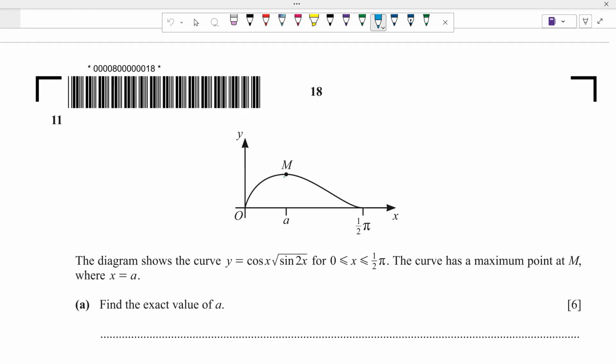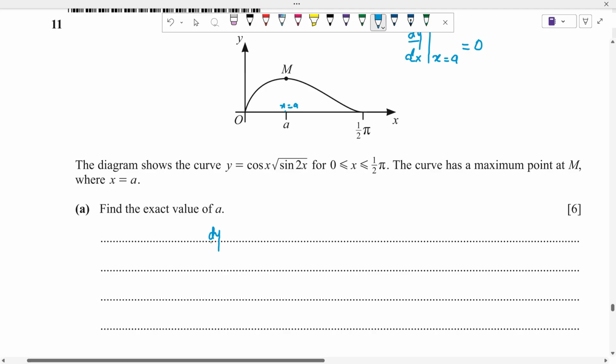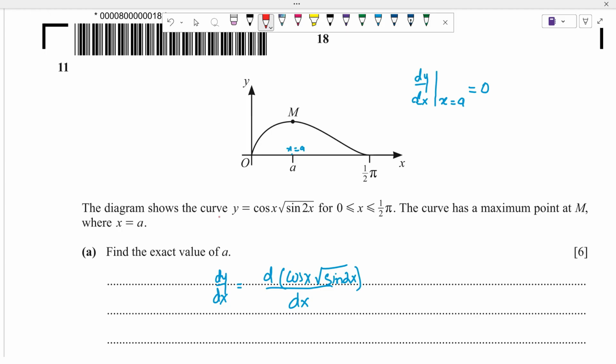Okay, we know that at the maximum point M, dy over dx at x is equal to a is 0, because the derivative at the maximum point is always 0. Let's find dy over dx. So dy over dx is equal to the derivative of cos of x times the square root of sine of 2x with respect to x. In this case we have the product of two functions, so we will apply the product rule, which is d(uv) with respect to x is equal to u times the derivative of v plus v times the derivative of u.